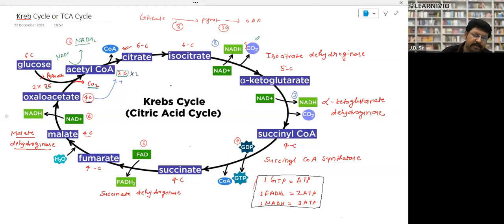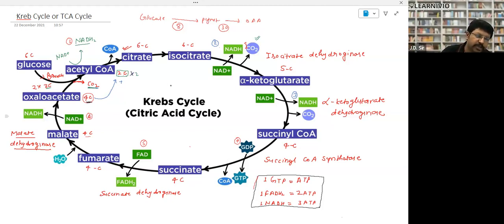Again, this succinate will change into fumarate. Succinate is a 4-carbon compound and this is a 4-carbon compound, in the presence of enzyme succinate dehydrogenase. From FAD to FADH2 formation takes place. 1 GTP is equal to 1 ATP, 1 FADH2 is equal to 2 ATP, and 1 NADH is equal to 3 ATP. So when fumarate formation takes place, FADH2 formation takes place.